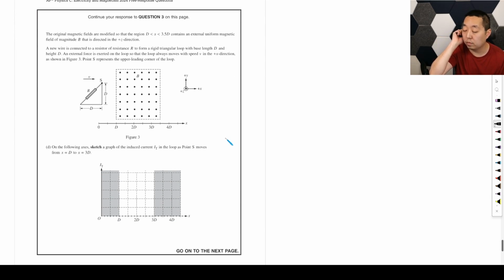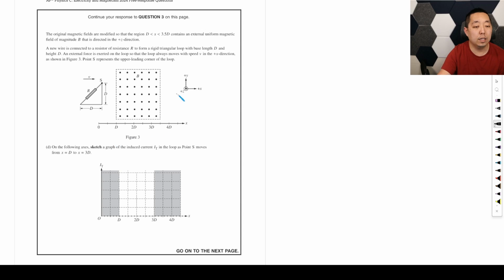Okay, the original magnetic fields are modified so that the region from here to here contains an external uniform magnetic field. B is directed in the positive Z direction. New wires connected to the resistor form a rigid triangular loop with base length D and height D, and no external force is exerted on the loop.